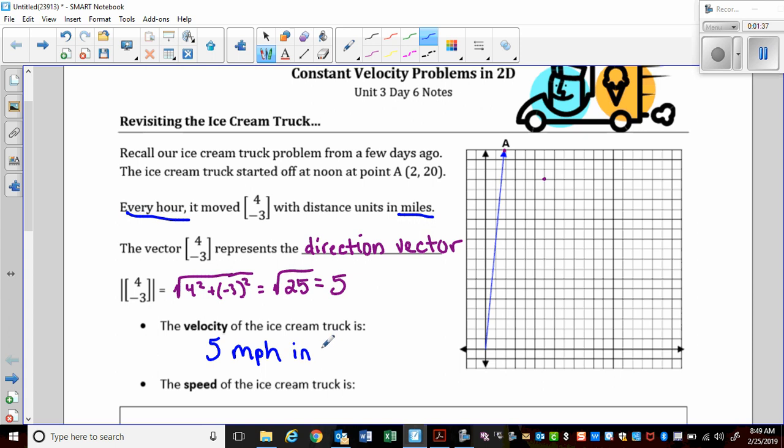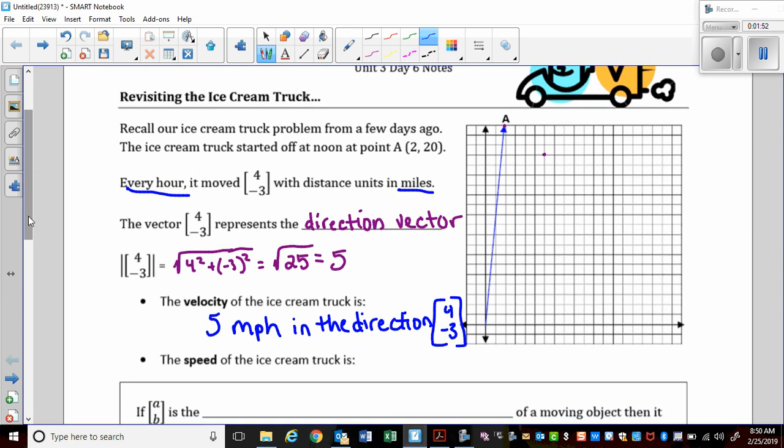In the direction of the vector <4, -3>, the speed of the ice cream truck is 5 miles per hour. And the speed is a scalar, but the velocity is a vector. So the velocity is going to have a magnitude, and it's going to have a direction.